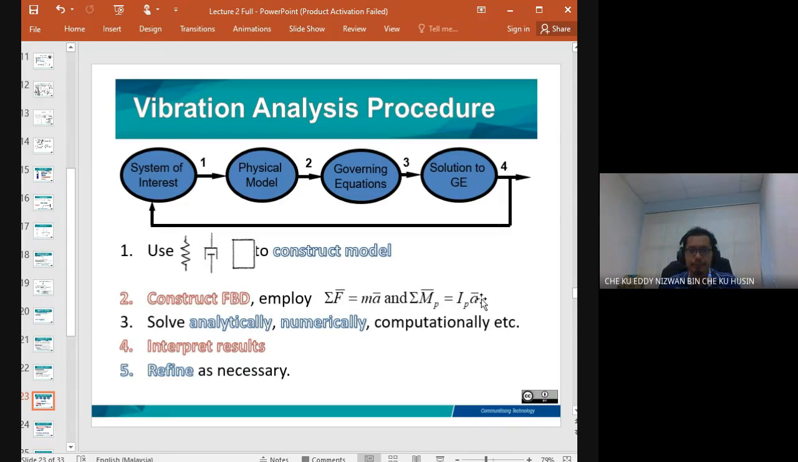Okay. And then solve, analytical or numerical computation, it depends. So solve means that you find the motion, to study the motion. For the simple system, single degree, 2 degree, 3 degree of freedom, you can use the manual calculation. But if you deal with a more complex system, then you can go for the numerical solution or computation analysis using FEA software. Then interpret the result and refine as necessary. So that's the way how to solve the vibration.